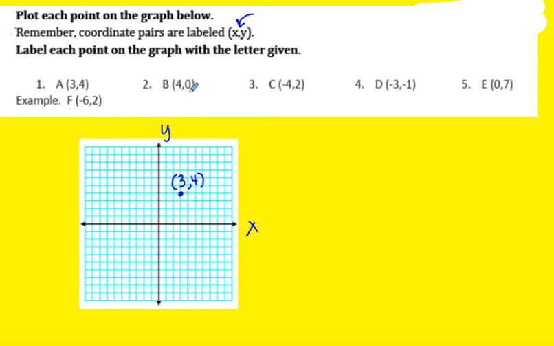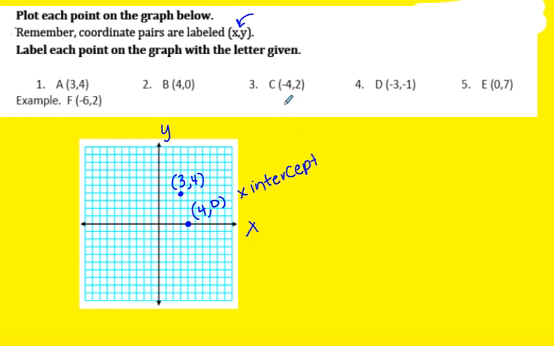All right, 4, 0. So I'm going along the x-axis to 4, 1, 2, 3, 4, but I'm not going up on the y, so that's 4, 0. That point right there is called the x-intercept. A point right on the x-axis.